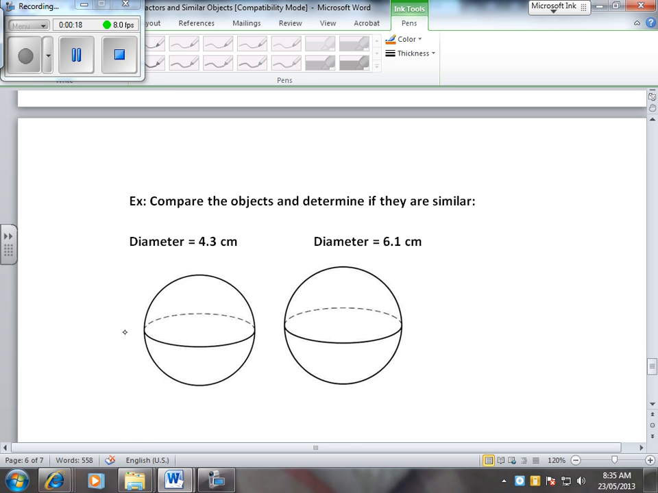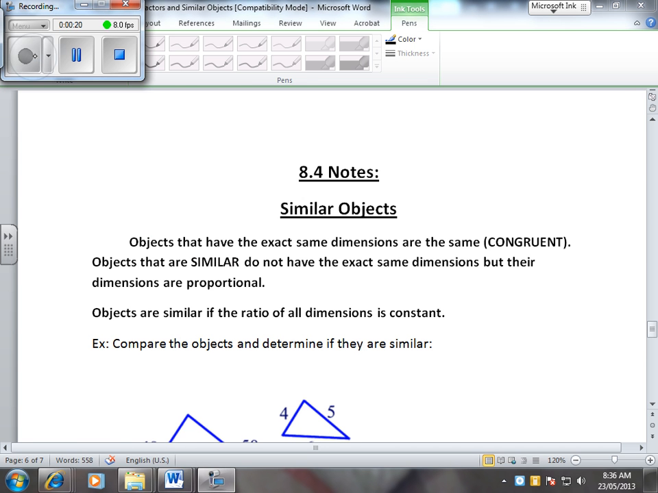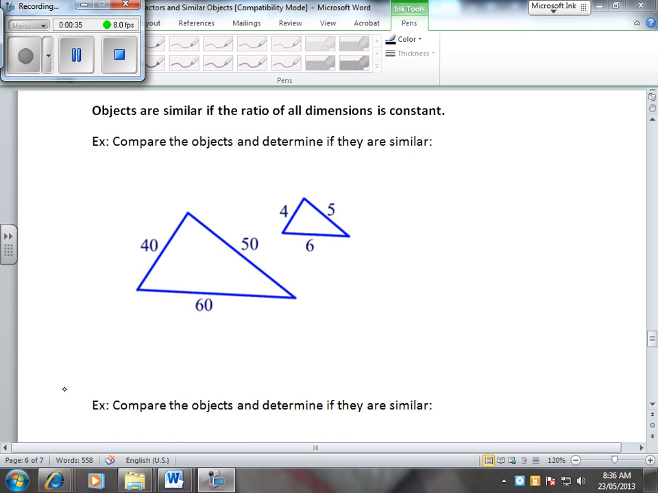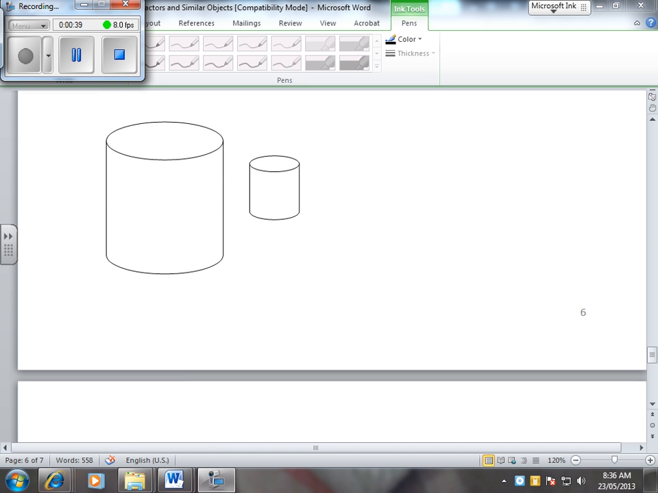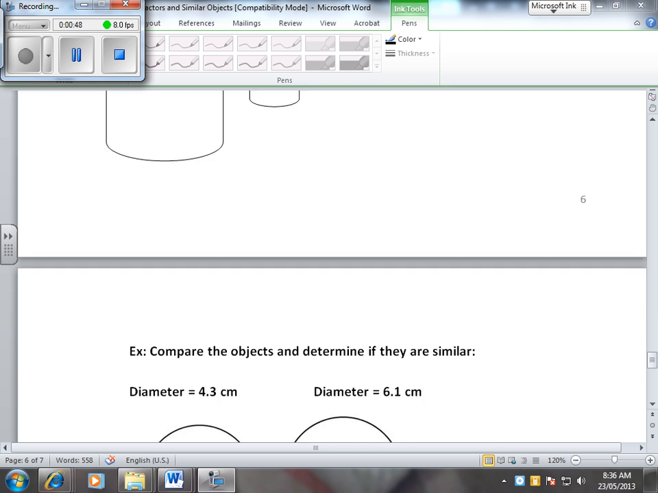So we were talking about comparing similar objects. And so remember that similar objects have proportional dimensions, not the exact same dimensions, but proportional dimensions. And so if you want to find out if an object is similar, just like we did with these triangles and these cylinders, compare all the dimensions that you're given, and if they have a similar proportion or a similar ratio, then they are similar.